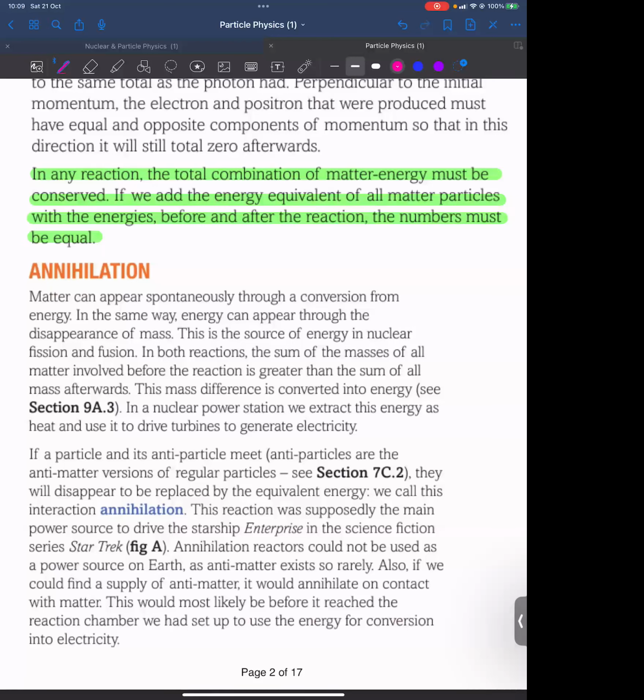Fine. If a particle and its antiparticle meet, we'll see what antiparticles are, they will disappear to be replaced by the equivalent energy. We call this interaction annihilation. Highlight that part. What is annihilation? If a particle and its antiparticle meet, they will disappear to be replaced by the equivalent energy. We call this interaction annihilation.